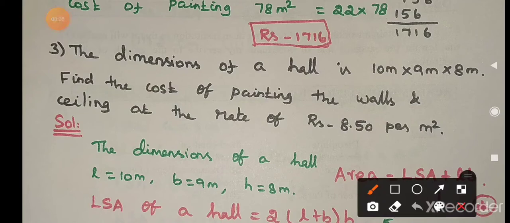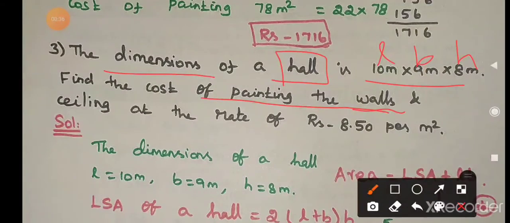Third sum. The dimension of a hall means room, no? The hall is 10 meter into 9 meter into 8 meter. So this is length, this is breadth, this is height. Length into breadth into height. Then find the cost of painting the walls and ceiling. Note this point.